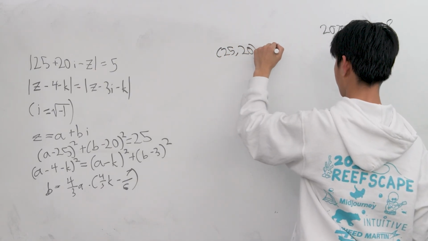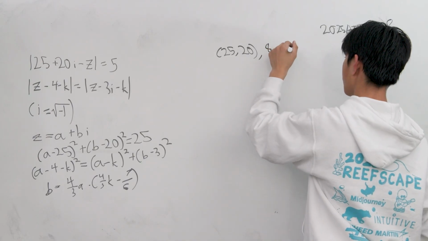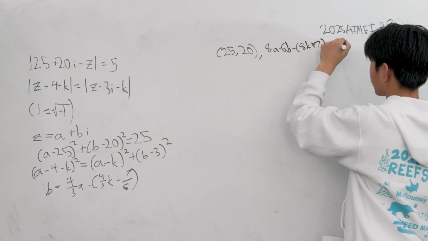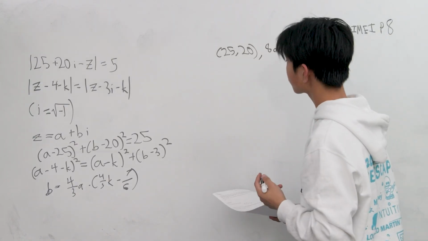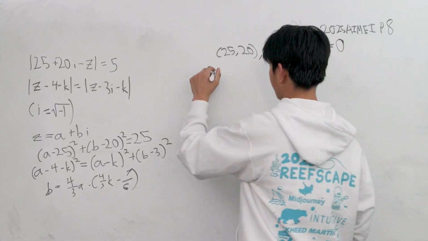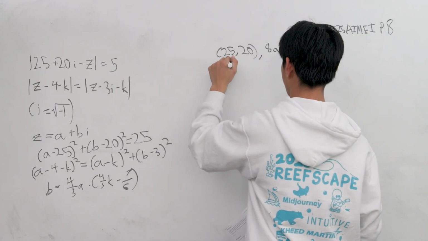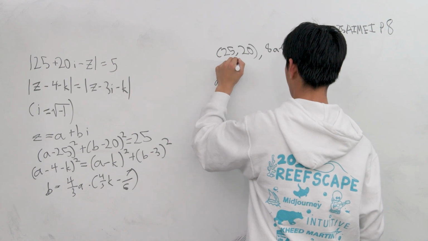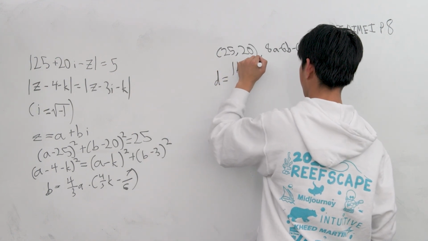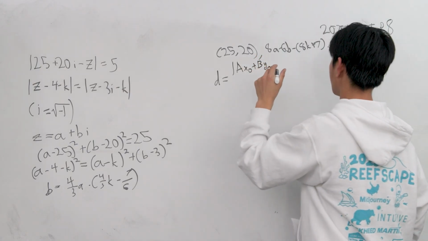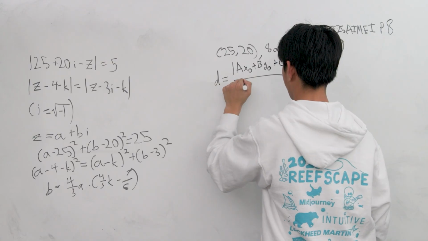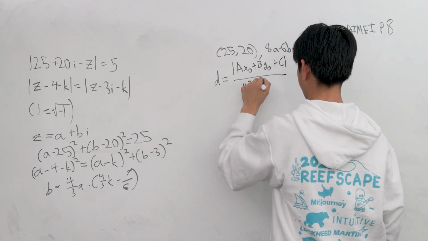So now the center of the circle is (25, 20), and we know that the line is 8a minus 6b minus 8k plus 7 equals 0. Then we know that the distance is 5, so we can use the distance formula: d is equal to the absolute value of a x0 plus b y0 plus a constant c, over the square root of a squared plus b squared.